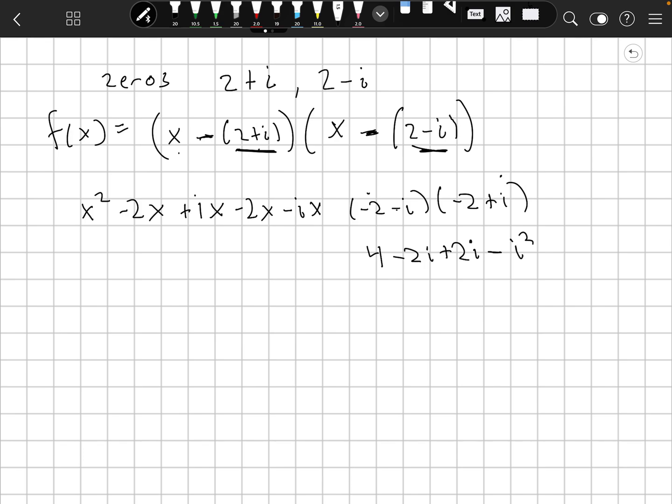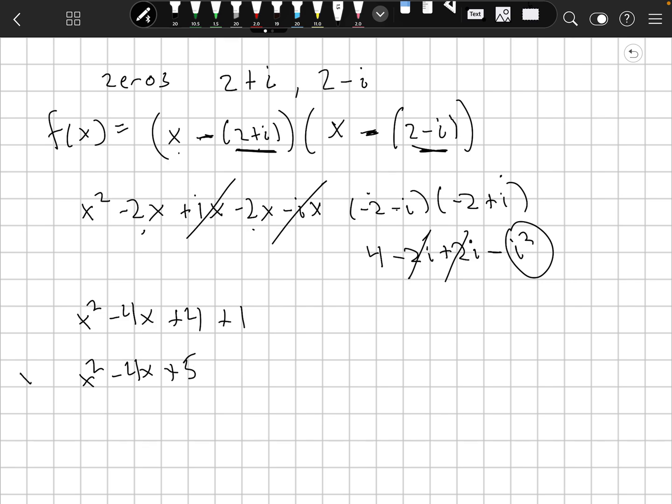So let's see what we can do to clean this all up. We have a plus ix and a minus ix. We have x squared minus 4x. And then over here we have plus 4, and these cancel out, and then this i squared is negative 1, so minus negative 1 plus 1. And we end up with x squared minus 4x plus 5. And now the nice thing about this is you can actually put numbers in for x and get an output for y.